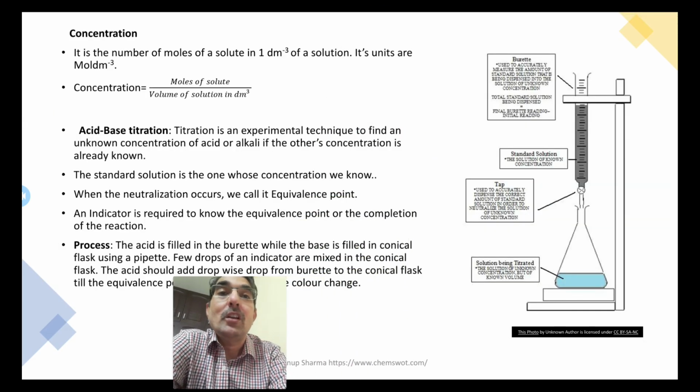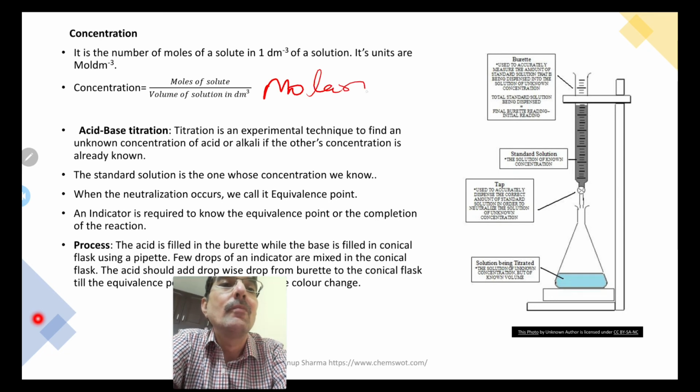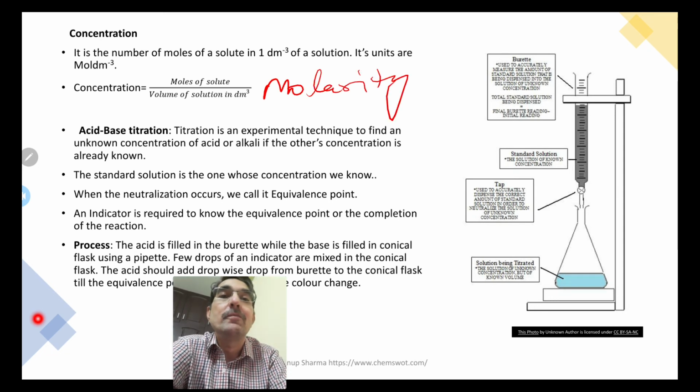Now moving further in this subtopic, that is concentration. So what is concentration? It is the number of moles of a solute in 1 dm cube of a solution. Its units are mole per dm cube. The formula which we use is concentration equals moles of solute divided by volume of solution in dm cube. So basically it is known as molarity. And this we use often, like in titration.